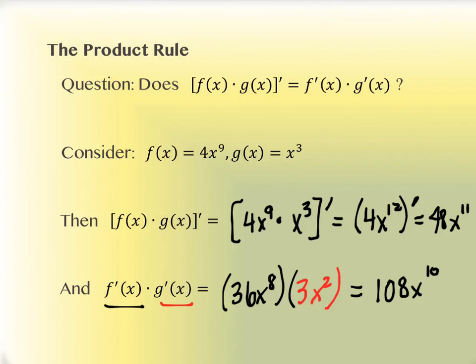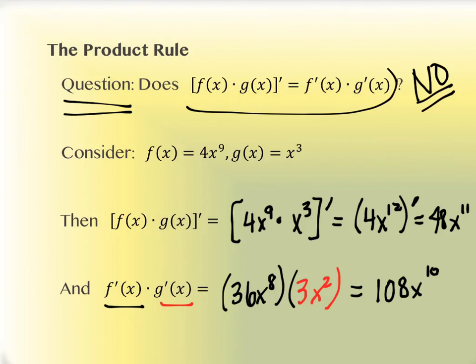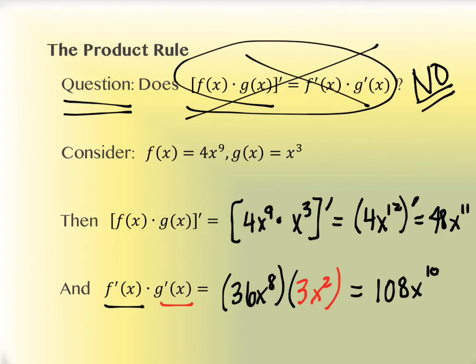What this does for us is it answers the question up here at the top. Does this work? The answer is no. This is not the product rule. This process cannot happen. I can't take the individual derivatives and simply multiply them together when I'm done.